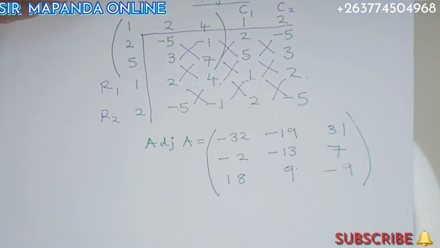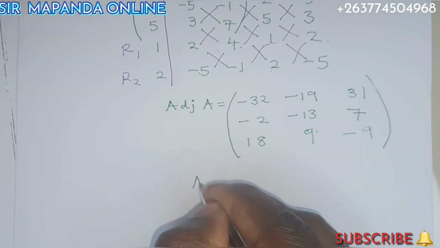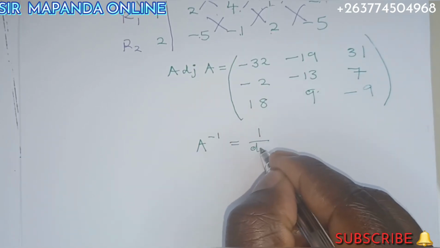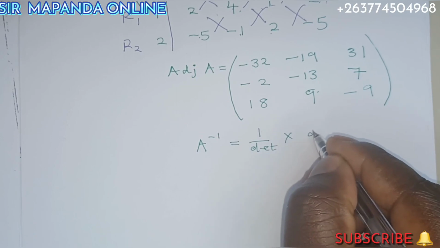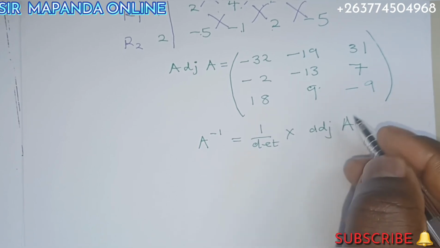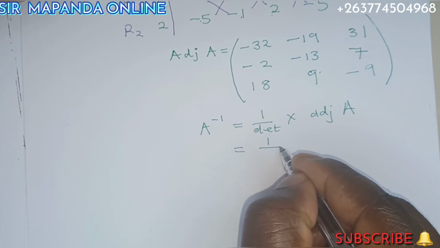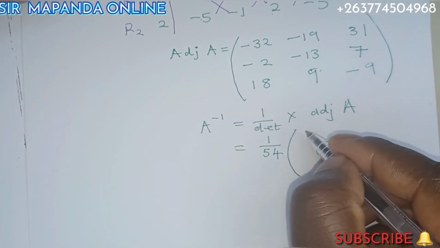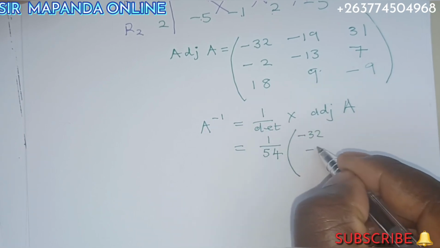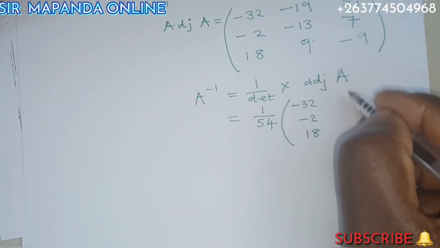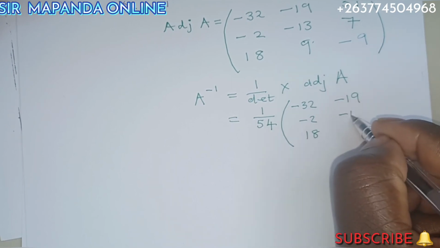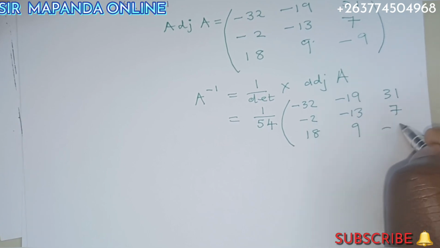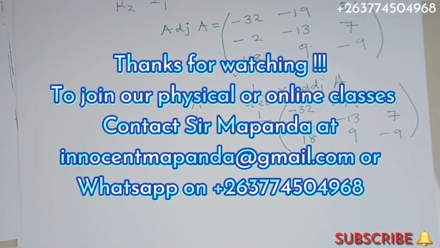So this is your adjoint, right? So inverse of A is equal to 1 over determinant times the adjoint of A, right? So you are saying 1 over, determinant is 54, so 1 over 54, then open bracket, the adjoint was minus 32, minus 2, 18, minus 19, minus 13, 9, 31, 7, and minus 9. Then you are home and dry.